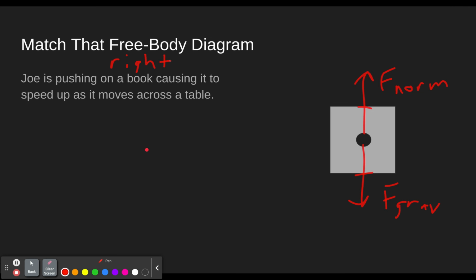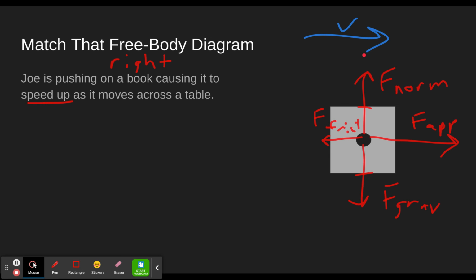It would say Joe is pushing on a book, causing it to speed up as it moves to the right across the table. Or Joe is pushing rightward on a book, something like that. So it is moving to the right. Okay, and so that means Joe is pushing it to the right because he's making it speed up, so he must be pushing the same way. So we have force app or force applied. Okay, and it's on a table. There's no indication this is a frictionless table, so we need to have friction. Okay, and we know that it's speeding up and moving to the right. That's why I drew the rightward force bigger, because we had to have extra force here going the direction it was moving in order to make it speed up.